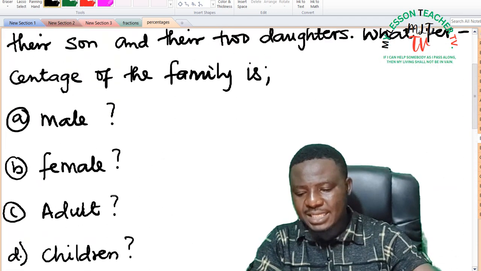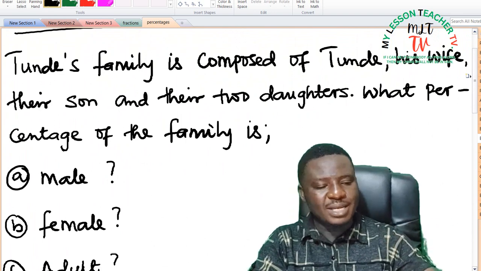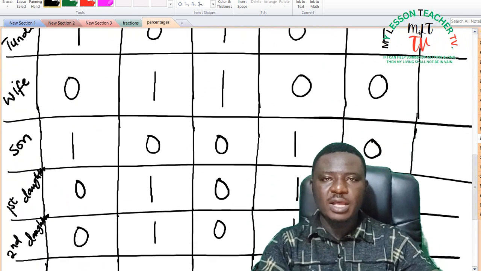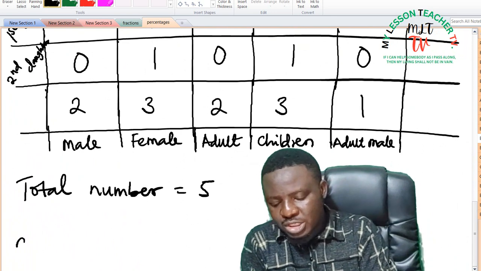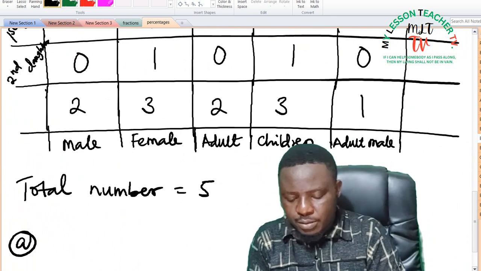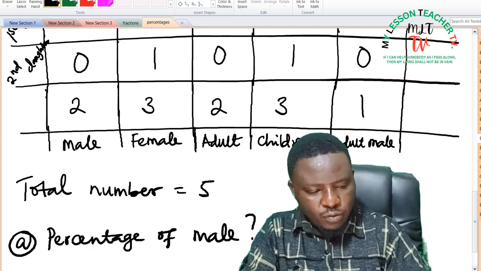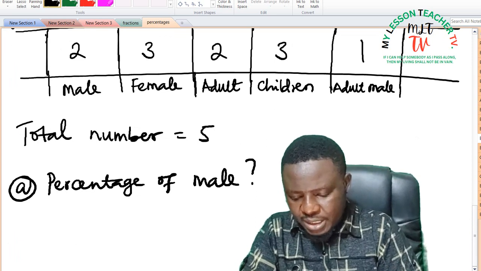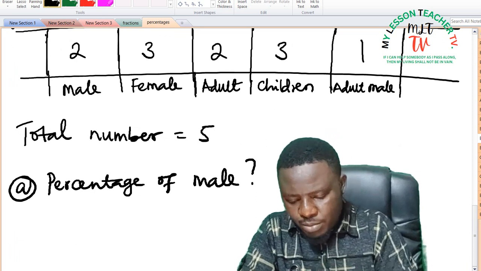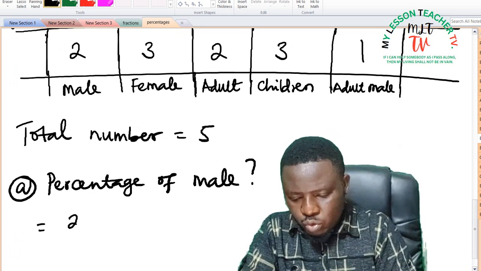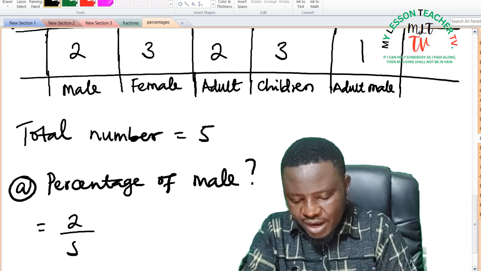Now A is asking us to find what percentage of the family is male. We should first of all get the fraction that are said to be male. For us to find the percentage of male, we first of all find the fraction of males that we have. We have 2 males in that family, so this is equal to 2 out of the total number of persons in the family, which is 5.